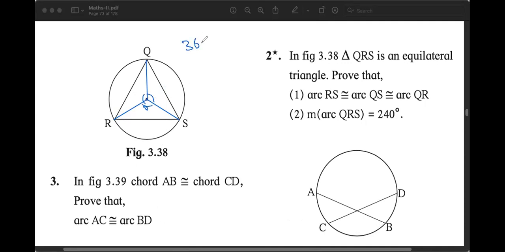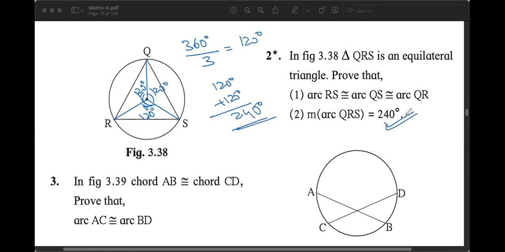मतलब 360 को हमने 3 में बांट दिया इक्वल पार्ट्स, which is 120 degrees. तो ये भी 120 है. This is also 120. This is also 120. अगर ये हमको पूछा है, that is 120 plus 120 equals 240. यही हमको प्रूफ करना था.